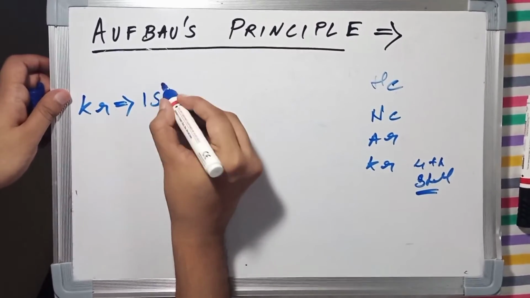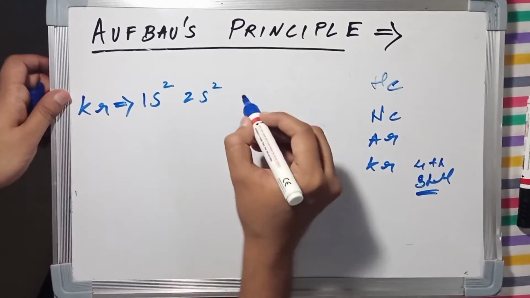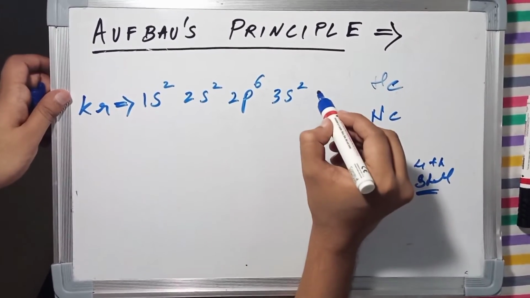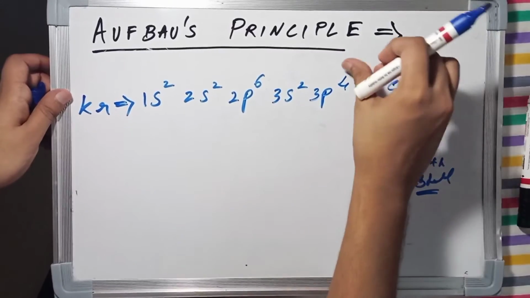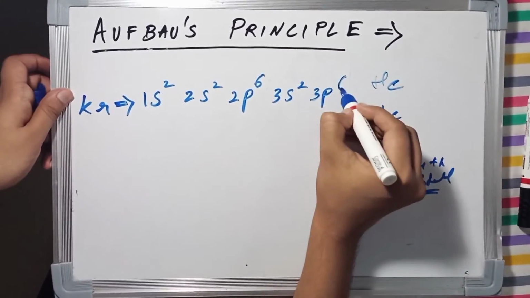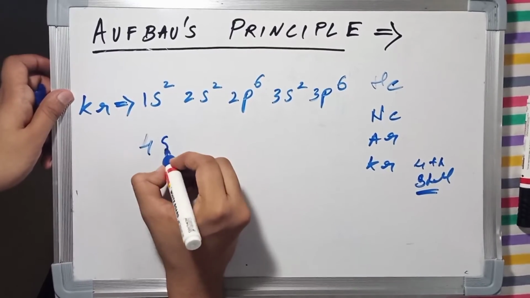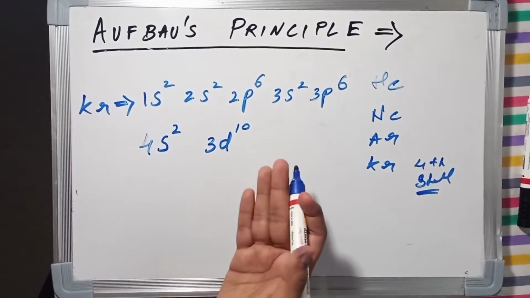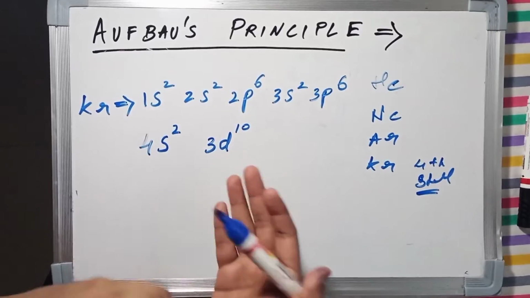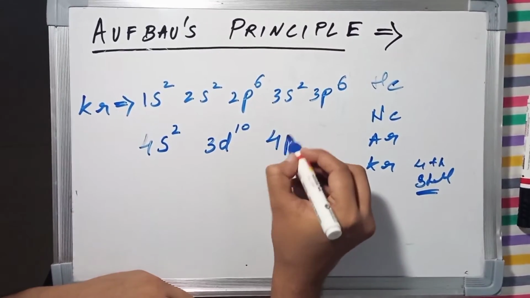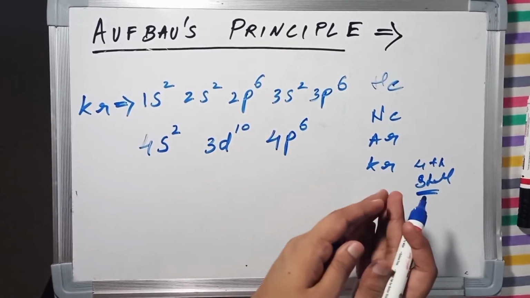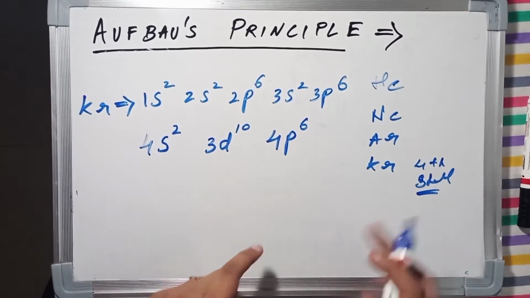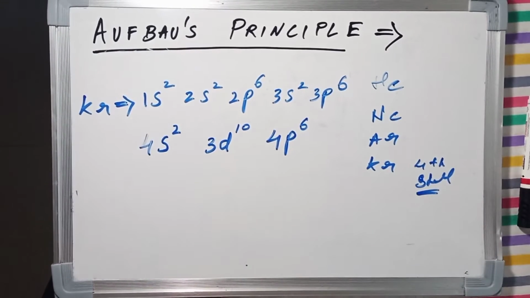So it will be 1s2, then 2s2, then 2p6, then 3s2, then 3p6, then 4s2, 3d10, as I explained in the previous part of this video, and now 4p6. 4p6 because it is the 18th element of the fourth shell.